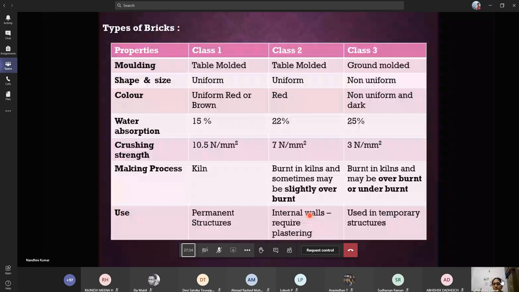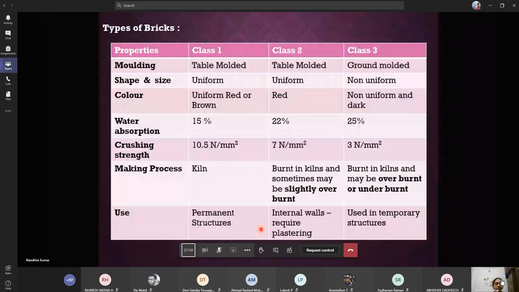Those bricks they'll use for internal wall construction, where that internal wall is not going to bear any load. That will be just a partition. For that purpose, they will use those bricks. And these are for temporary structures.